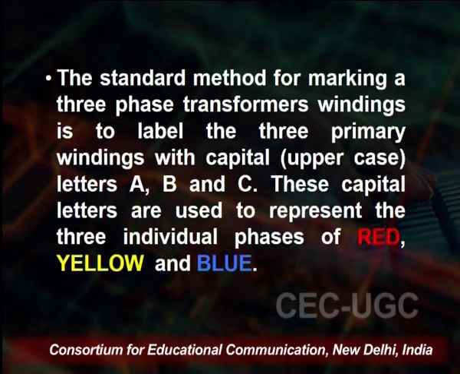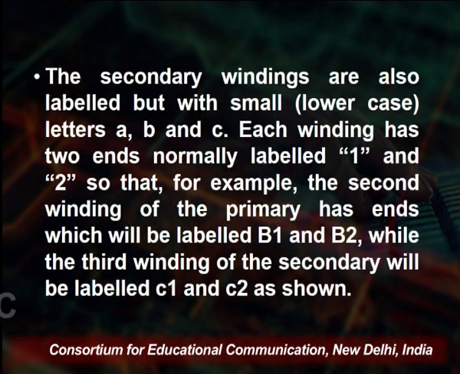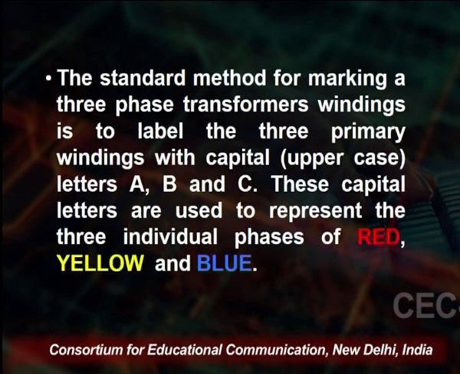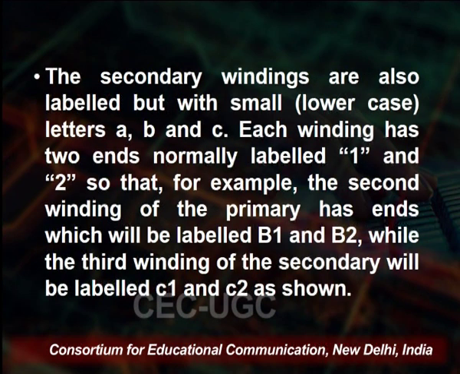The standard method for marking a three phase transformer winding is to label the three primary windings with uppercase letters A, B, C. These capital letters are used to represent the three individual phases of red, yellow and blue. The secondary windings are labeled with small letters. In the primary we use the capital letters A, B, C, and in the secondary we use the small letters a, b, c.